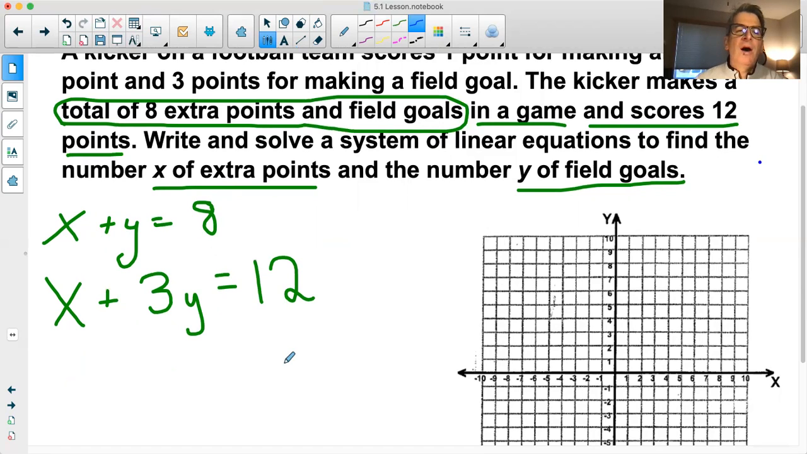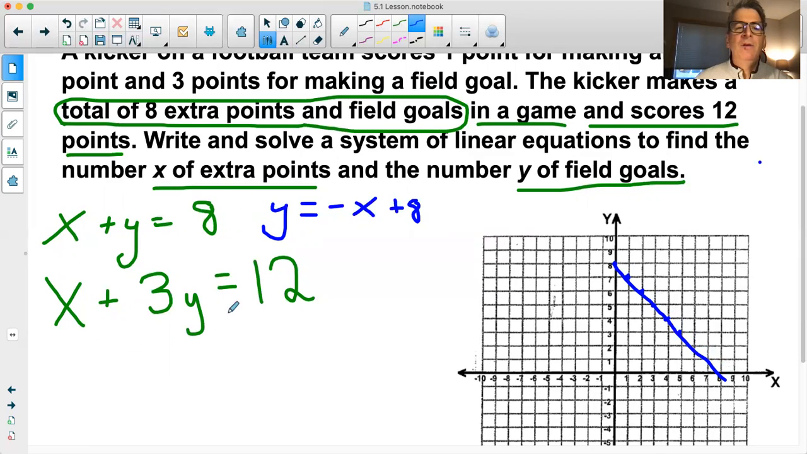Okay, so I would probably just find the slope-intercept form of this first one. That would be Y equals the negative of X plus 8. So we're going to start out here at 8. We're going to go down 1 and over 1. So each of these would be points on that first equation. So I'll connect up those points nice and straight. I subtracted x from both sides, and now I have it in slope-intercept form.